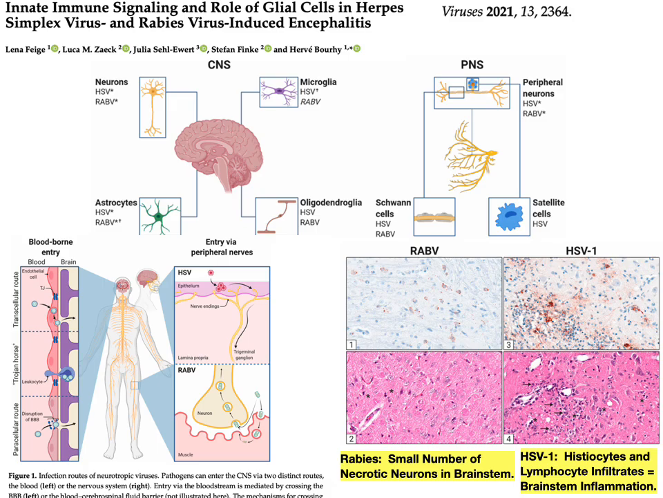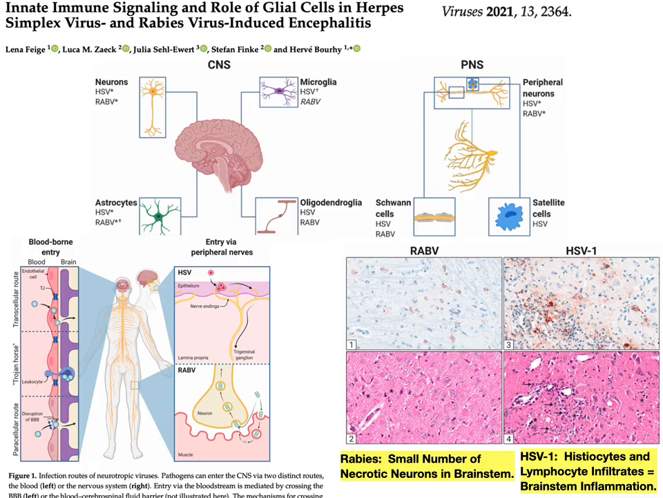This paper from 2021 is important to review because it illustrates the concepts of glioinvasion, innate immune signaling, and the role of glial cells in herpes simplex virus and rabies virus-induced encephalitis. The inset on the lower right shows histological stains of brainstem tissue of rodents that were infected either with rabies or HSV1. And there are different cellular pathologies present.